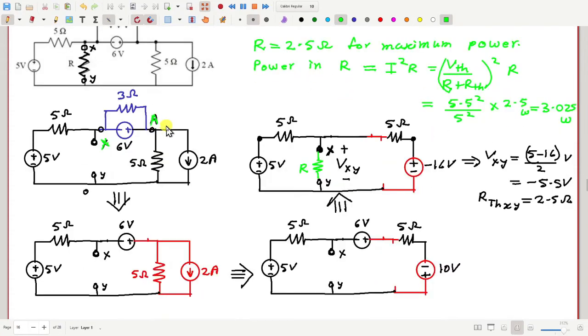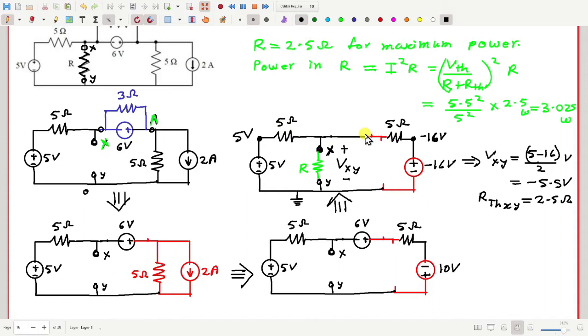So any question in this? Yeah, while calculating Vxy, why is it 5 minus 16 by 2? Why is there 2 in the denominator? I just have used the potential divider rule. So you assume, for example, Y is the reference point. Then this is 5 volt here, left side, and this right side is minus 16 volt. Now you apply the potential divider rule, and you have equal resistances. So that's why. Should I elaborate it more?